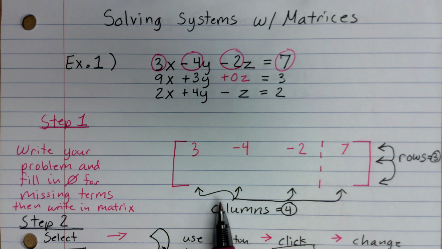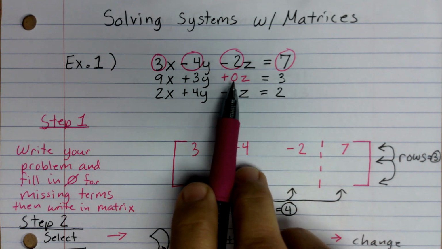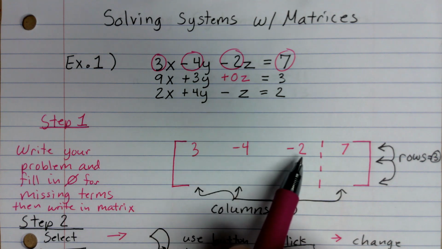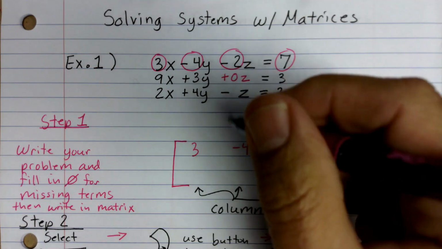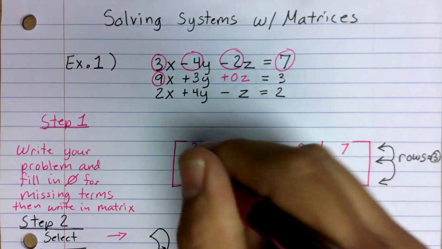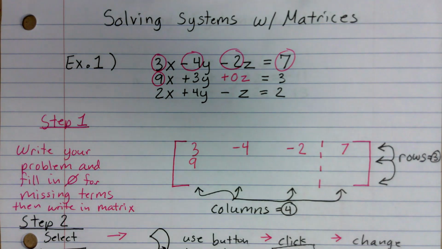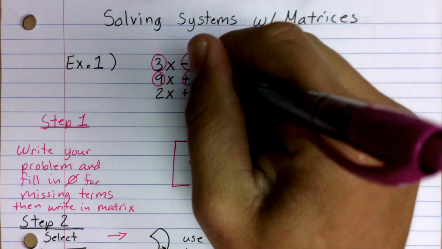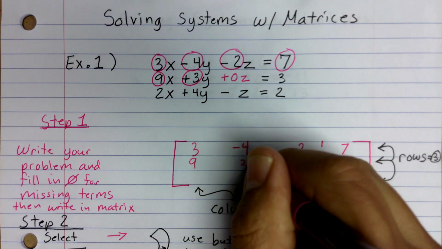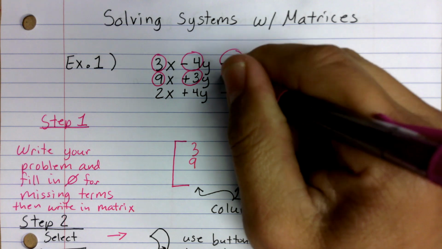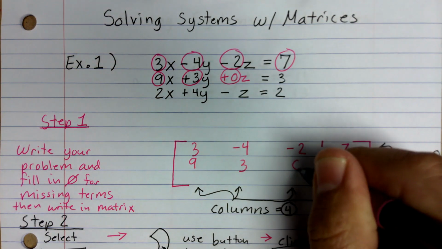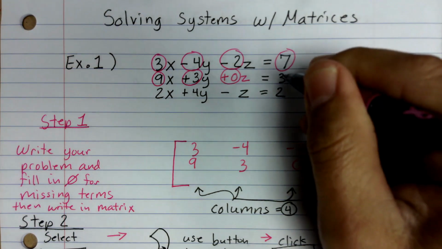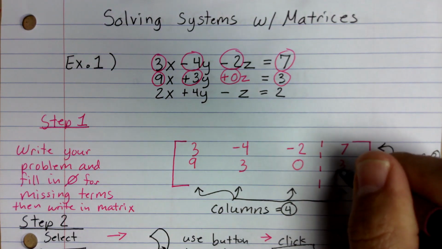So I'm just going to continue this process for each one of these, and that's the reason I put a placeholder, so that you don't forget to put in a 0. I'm going to go ahead and circle this one, that's 9. So I'll put that in my second row in that first column. And then I'm going to do the next one. I have positive 3. And the next is just going to be 0 for z, so I'll put a 0 there. And then my last value is 3.